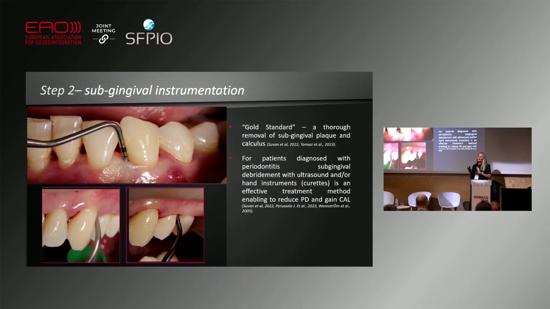So we all know, it's very classic, there's nothing new, that the gold standard is a thorough removal of subgingivally residing plaque and calculus, and it is well established by classic studies that subgingival instrumentation with ultrasonics, curettes, or the combination of both is an effective treatment method for periodontal patients in reducing pocket probing depths and gaining clinical attachment. However, here we face some clinical challenges.